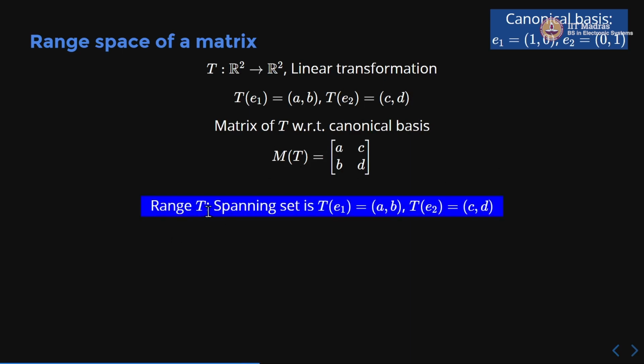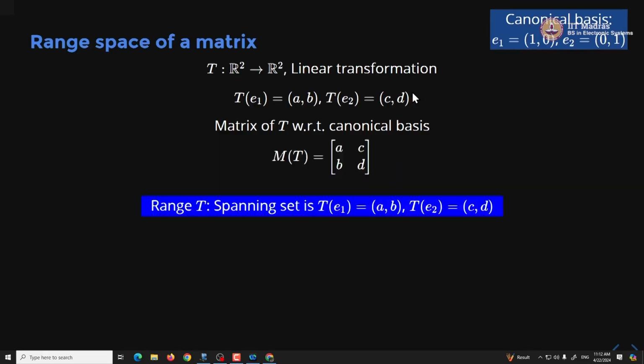Now the range of T, okay, right? So for the range of T, we know that a spanning set is T of e1 and T of e2. How do I know this? Remember, T of e1 is (a, b) and T of e2 is (c, d). Any input u can be written as a linear combination of e1, e2. So any output of a linear transformation can be written as a linear combination of these columns. This is easy enough to see.